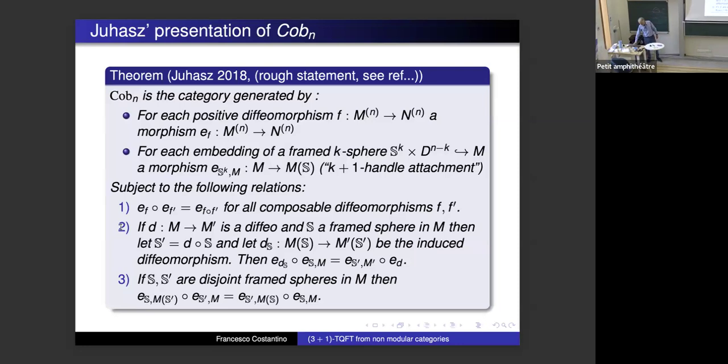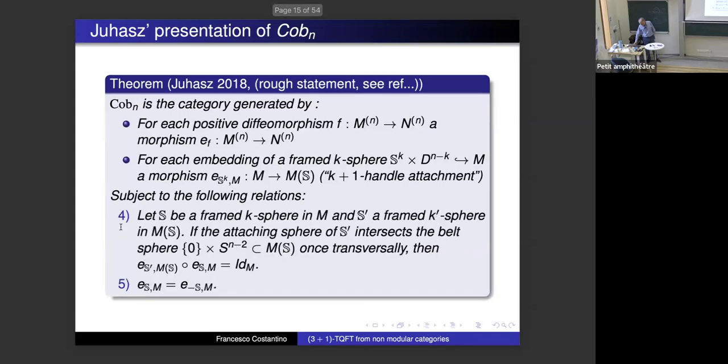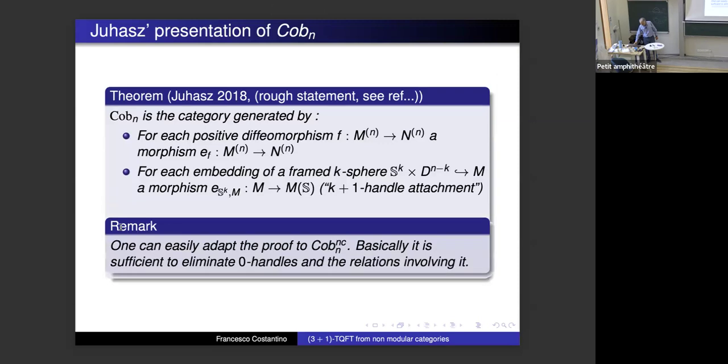Okay, yeah, we can talk about it. Anyway, this is not my result, it's Juhász's theorem. He was stating this is basically his theorem. He didn't care about Cob non-compact, but actually, if you think about it, for Cob non-compact, it's not much more difficult to get a similar result where whenever 0-handles appear, you disregard the related operation. So you can easily get a similar presentation for Cob non-compact.